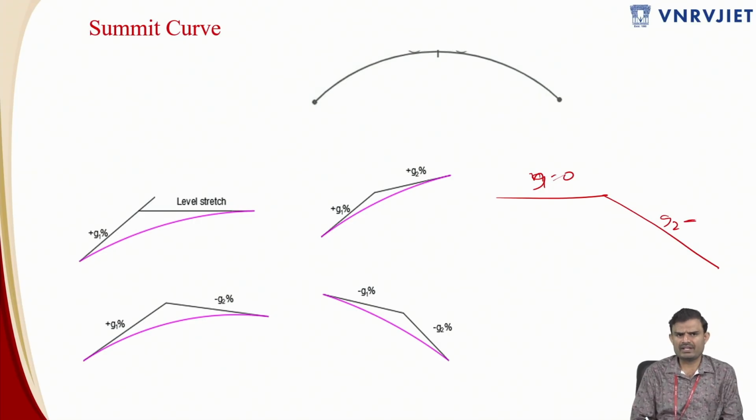So these are the different ways how you can attain a summit curve. Anything you want to curve like this formation, or like this formation, like this, like this, will form a vertical curve. You can attain vertical curves in these different ways, summit curves particularly.